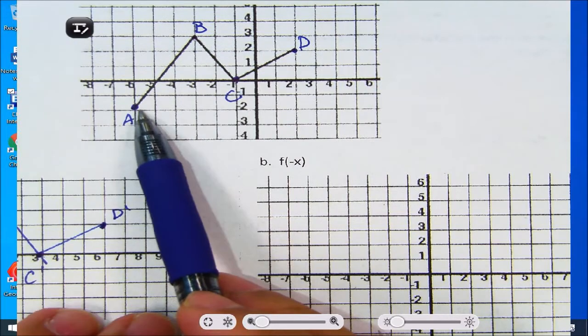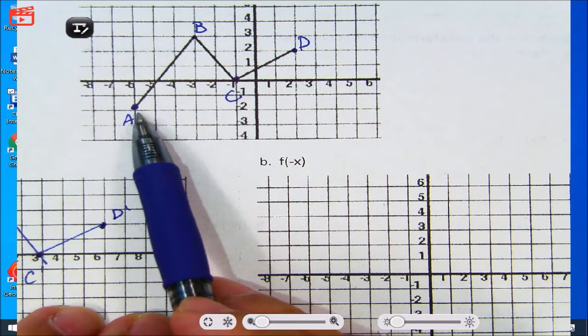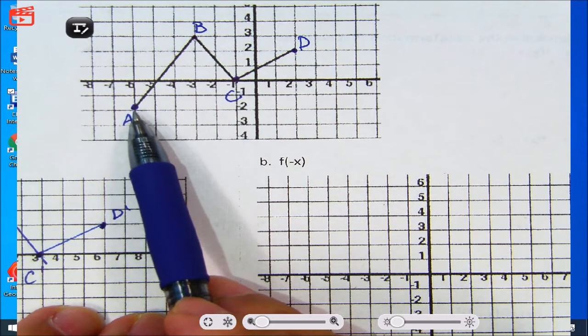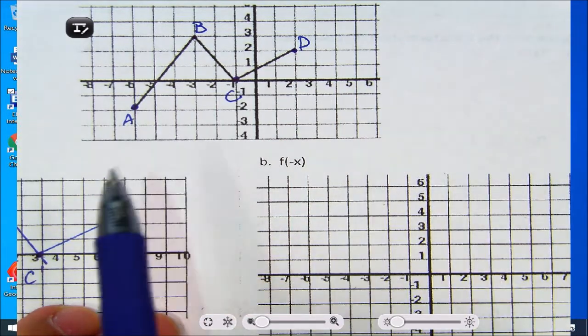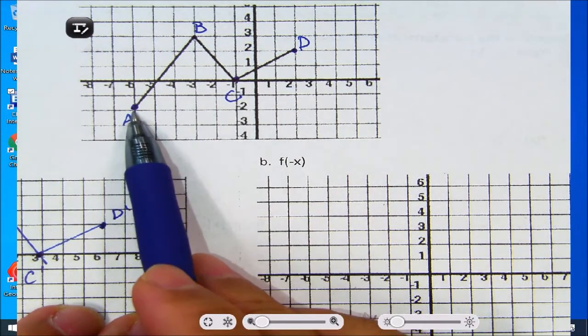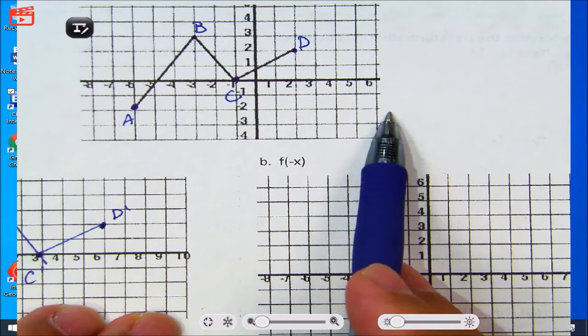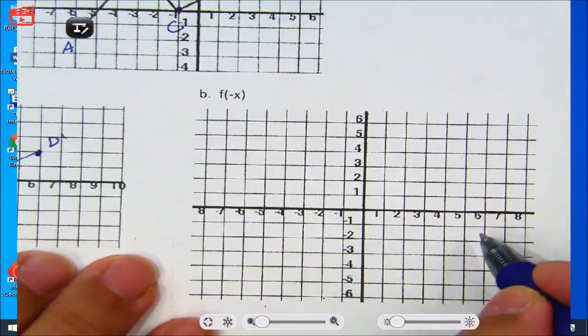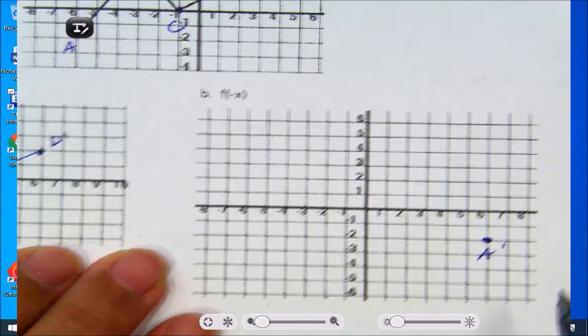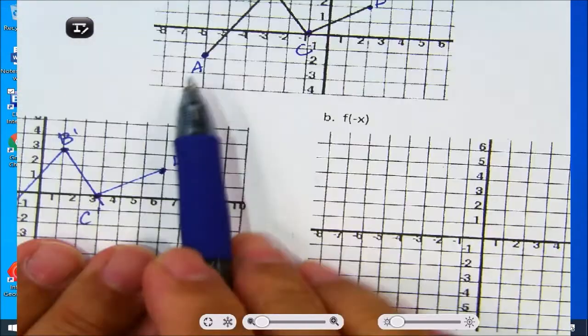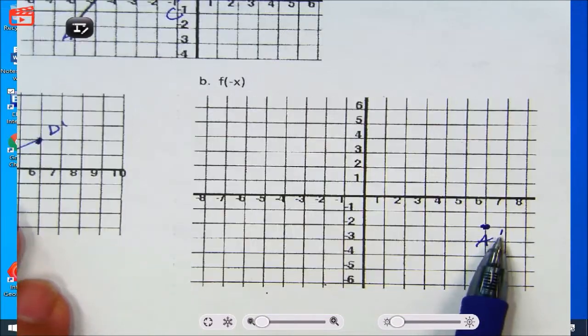Looking at A, what are the coordinates of A? Remember, it was -6, -2. When I reflect across the y-axis, you change the sign of the x-coordinate. So -6, -2 becomes 6, -2. A goes to 6, -2. So there's A. It went from the left side to the right side. So A prime.